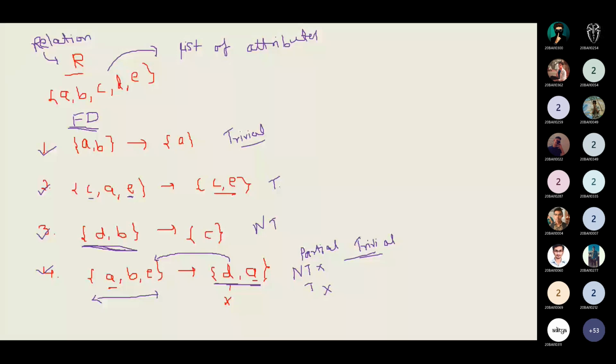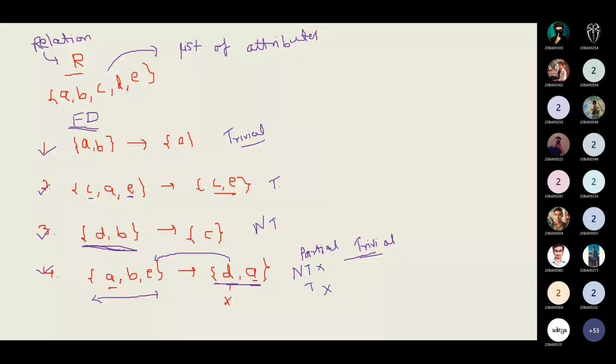And look at the third example. C is the only attribute that depends on D and B. So what is this? This is a non-trivial attribute, or non-trivial functional dependency. Now it is clear. These are the simple examples I have taken over here. Is it clear to all now?